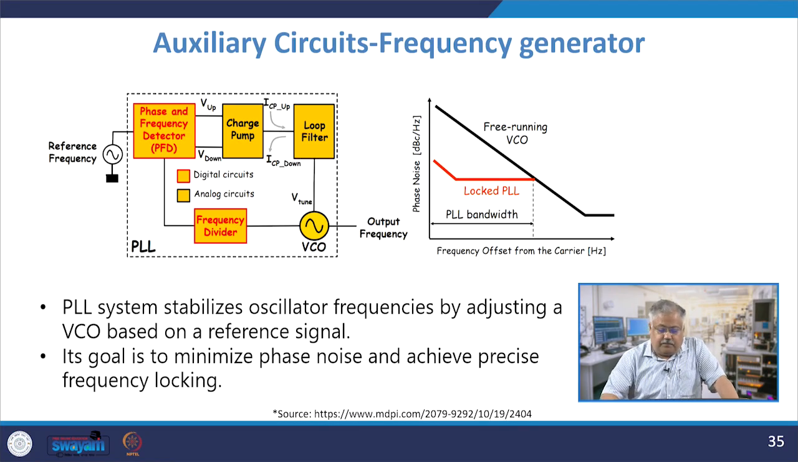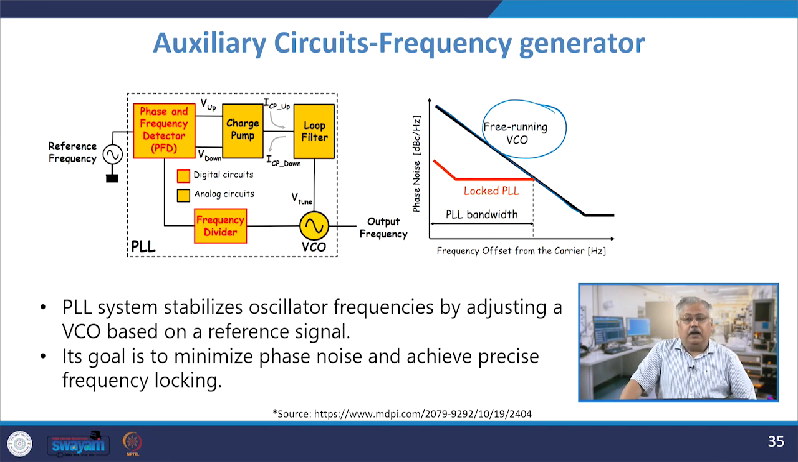If you look at a free running VCO, the phase noise is inversely proportional to the offset frequency. However, in case of a locked PLL, the phase noise remains almost constant and is independent of the applied offset, which is not true in case of a free running VCO, or voltage controlled oscillator. So, this means that my phase noise is almost removed in this case.